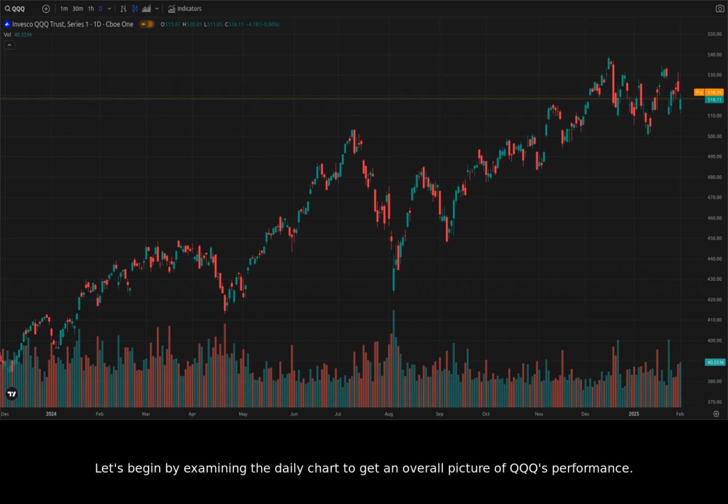Let's begin by examining the daily chart to get an overall picture of QQQ's performance. Looking at the daily chart, we can observe a clear upward trend over the last few months, despite recent volatility. The price has been consolidating between major support levels around 400 and resistance near 450. There have been some periods of sharp decline, but the overall trend remains bullish.